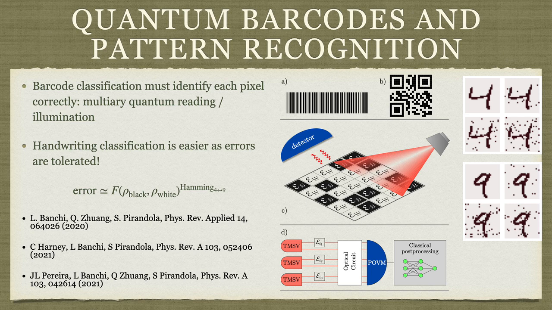Practical classification can also be done by optimizing over the operations performed by the detector, for instance an optical circuit, followed by some classical post-processing of the quantum measurement results. In our paper, we used a convolutional neural network for the latter task.